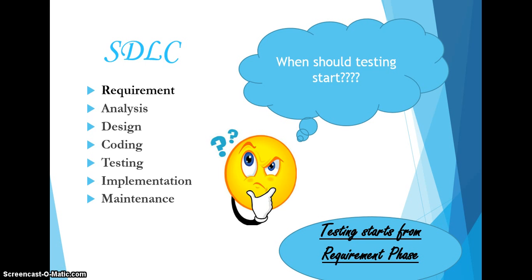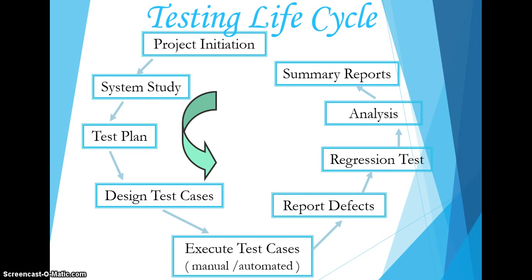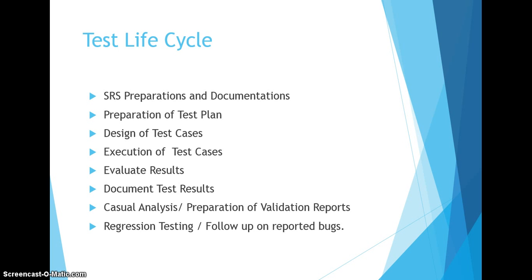So this is the testing life cycle, which is project initiation, system study, test planning, then designing the test cases, executing test cases, then reporting defects, regression tests, which we will be defining later, which means that you are figuring out how the system is performing after some fixes, analysis, and final summary reports. This is the testing life cycle, right? So test life cycle, that was a graphic representation.